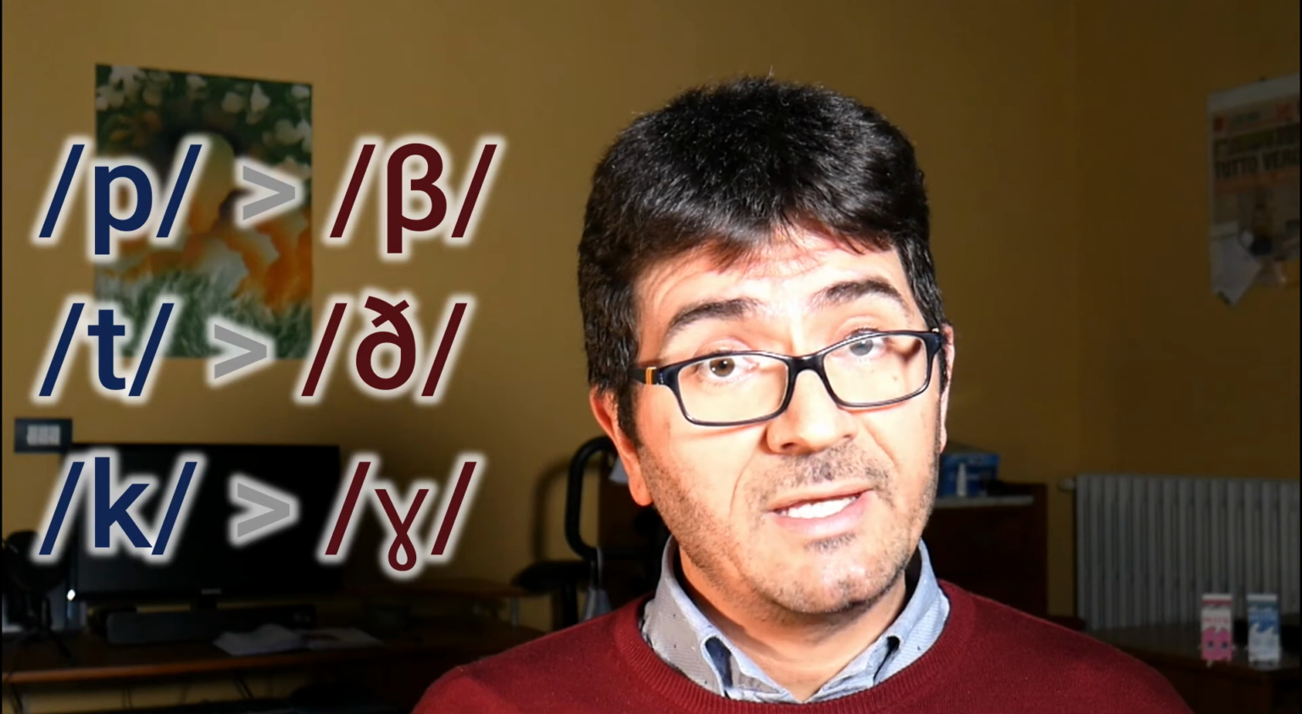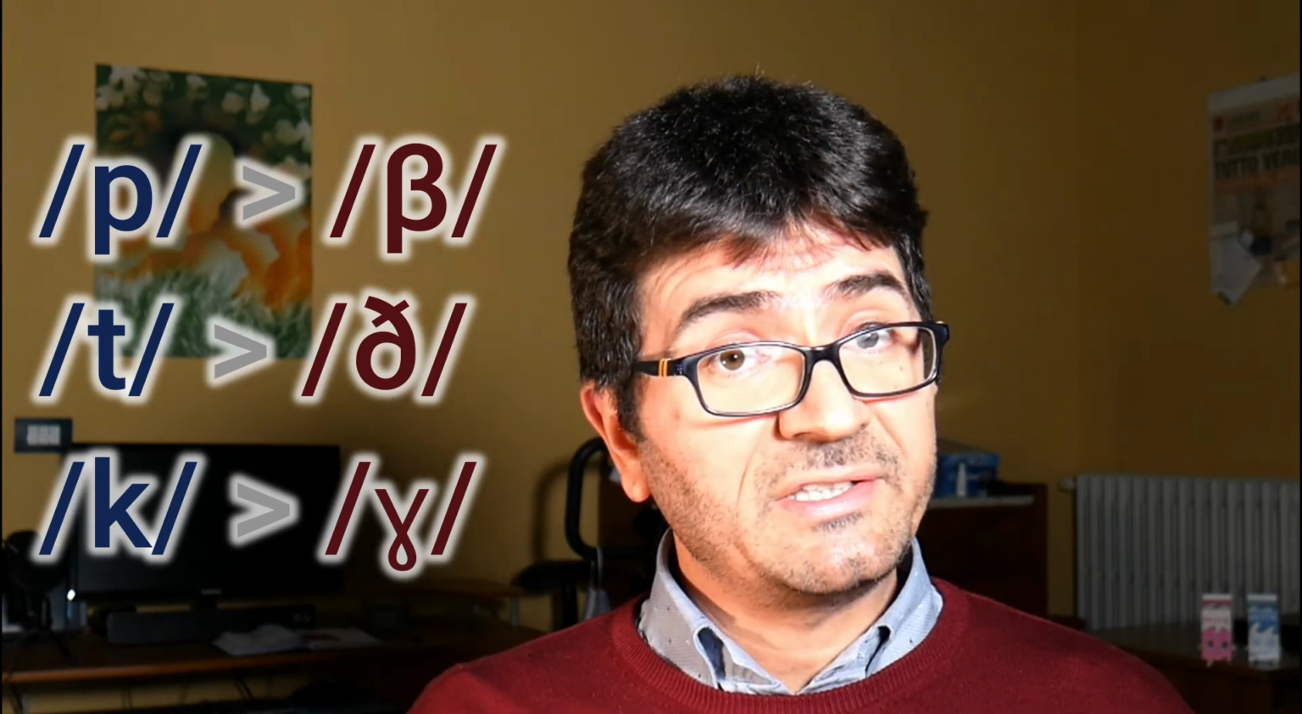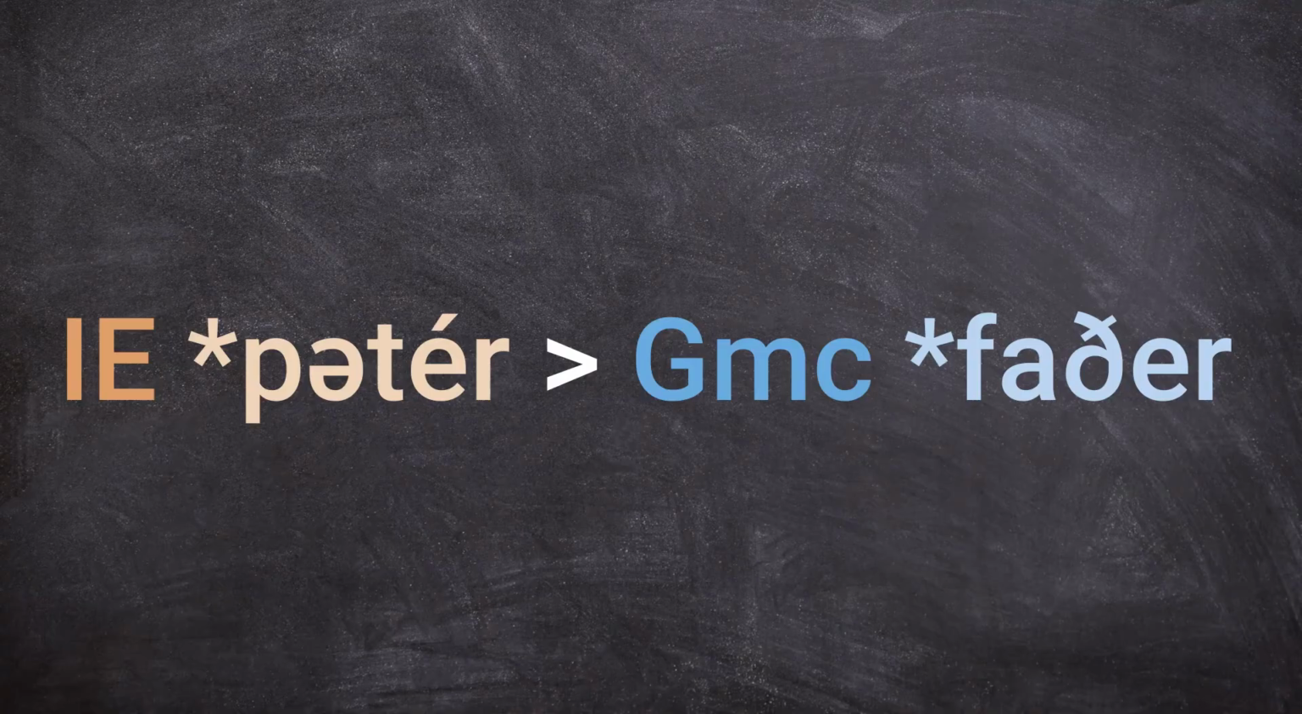Something else happened. One day, a bearded and bald man called Carl Verner from Denmark realized that in some cases, voiceless plosives of Indo-European became voiced fricatives in Germanic, and not voiceless fricatives as it was expected. Indo-European pater becomes Germanic father, for example.